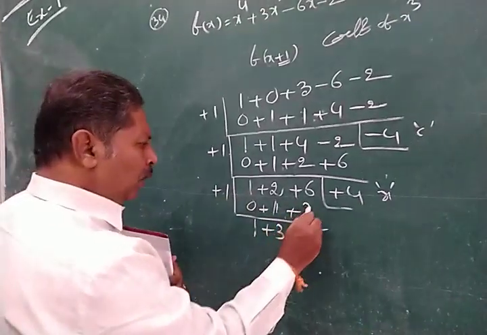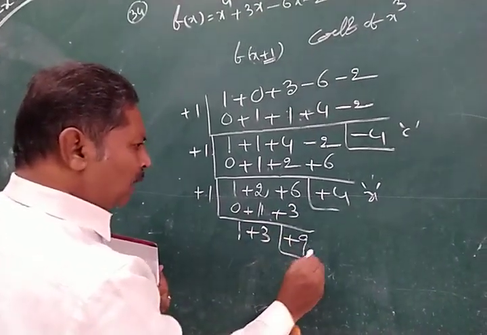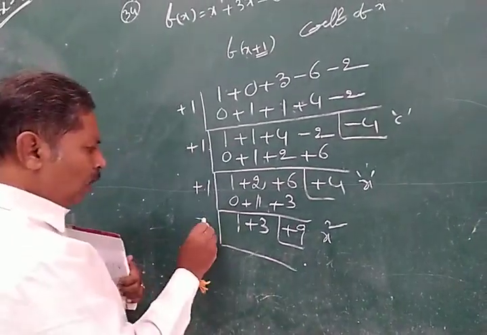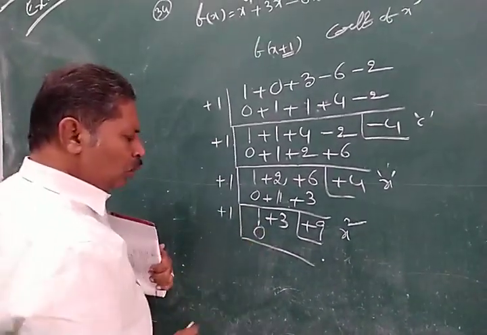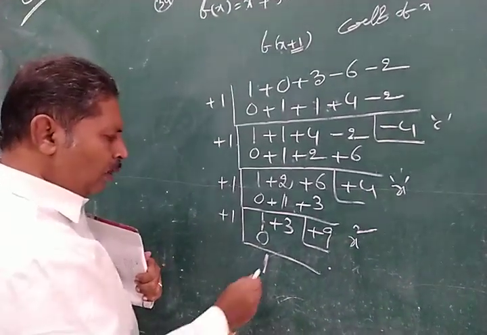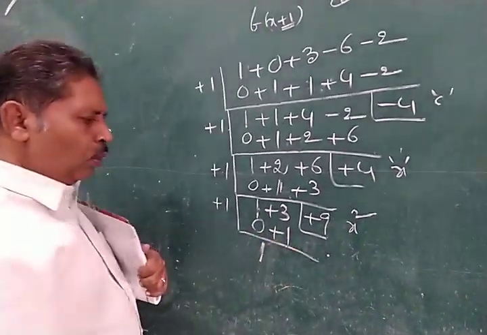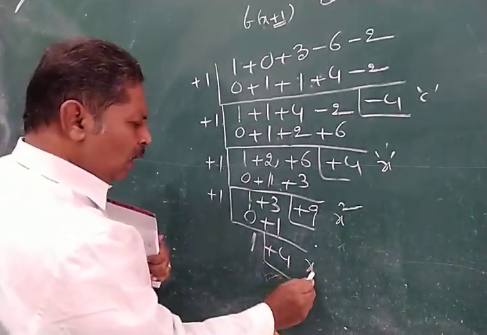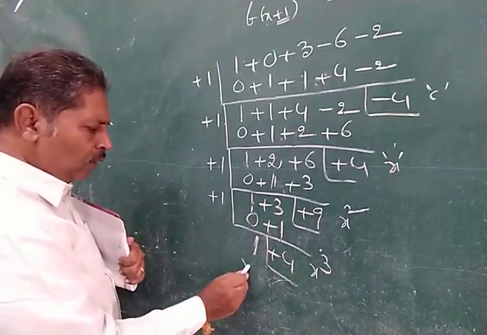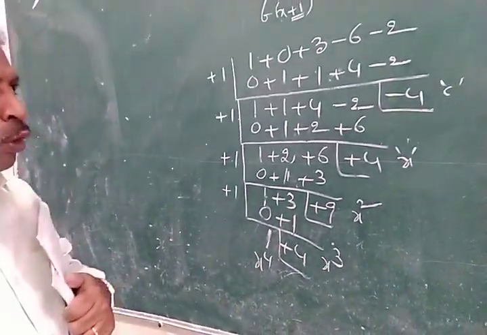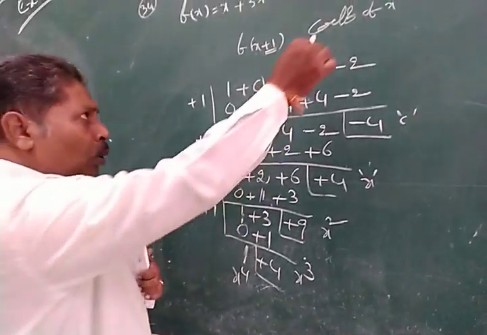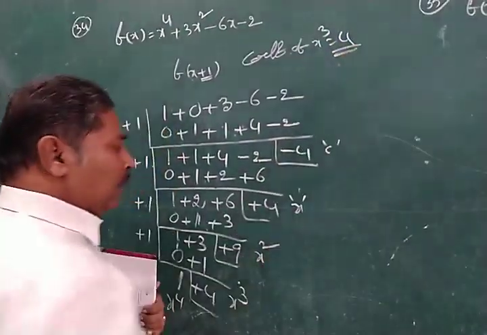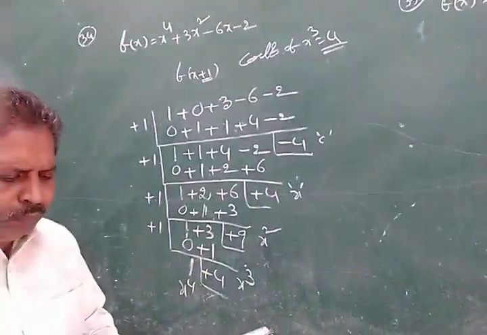3, 3 into 1 equal to 3, plus 9, x square coefficient, plus 1, 0, 1 into 1 equal to 1, plus 4, this is a x cube coefficient. This is a x power 4 coefficient. So, coefficient of x cube equal to 4 is the answer. 4.